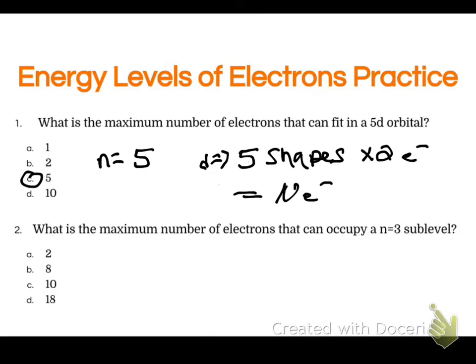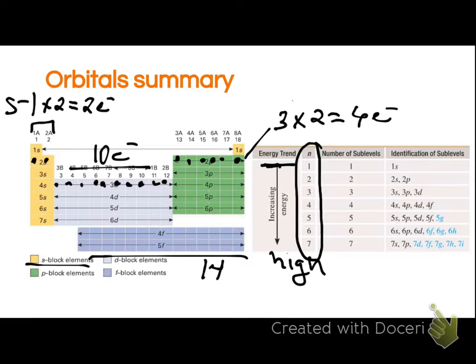This one's tricky. What is the maximum number of electrons that can occupy an n equals 3 sublevel? So we go back here and we're going to try to find where n equals 3, okay? And so that's period number 3, which is this one. Let me make this a different color so we can remember what we're looking at here. Okay, so n equals 3 is this one.